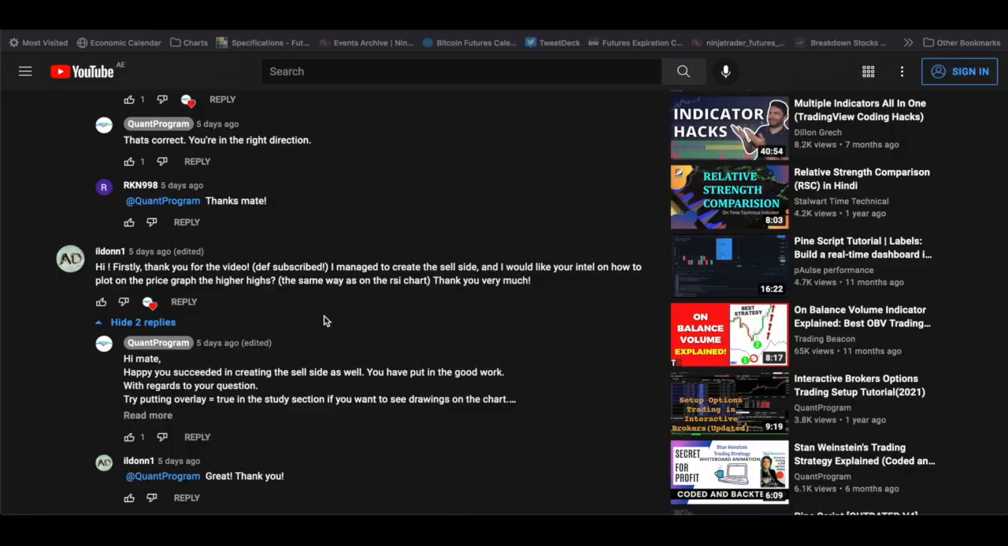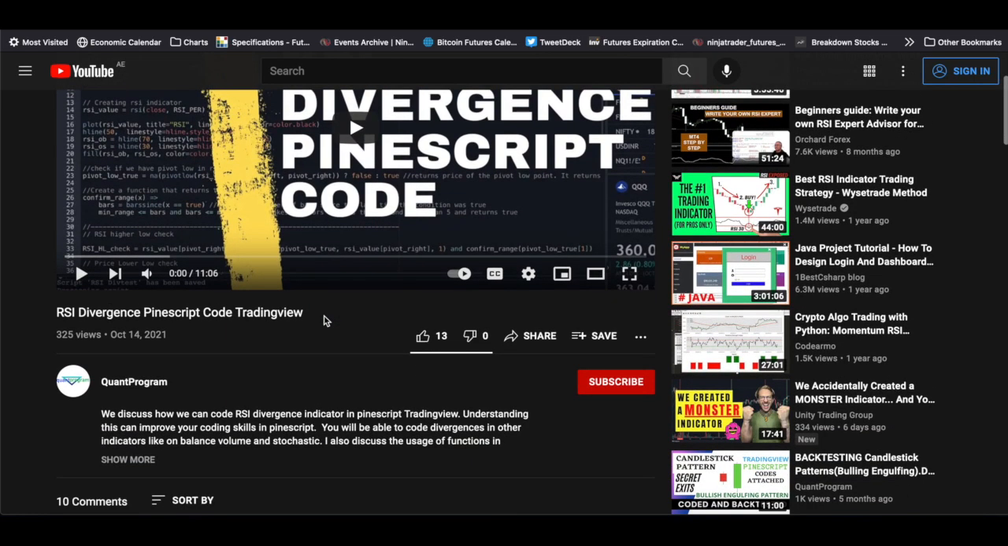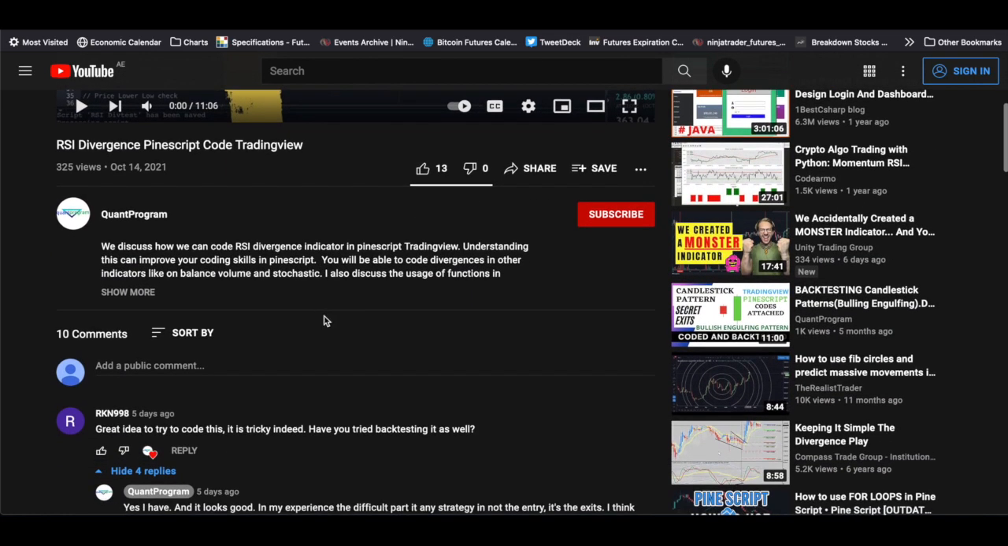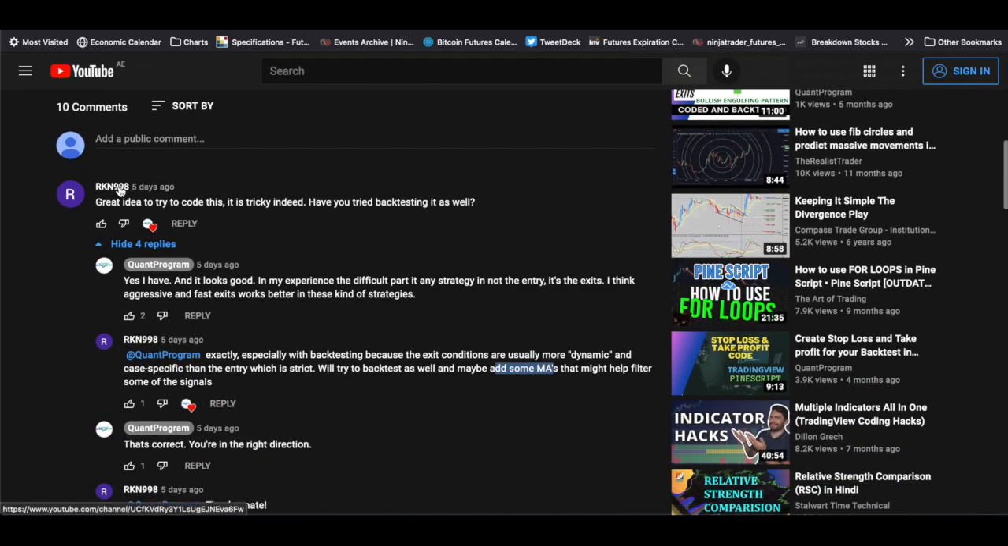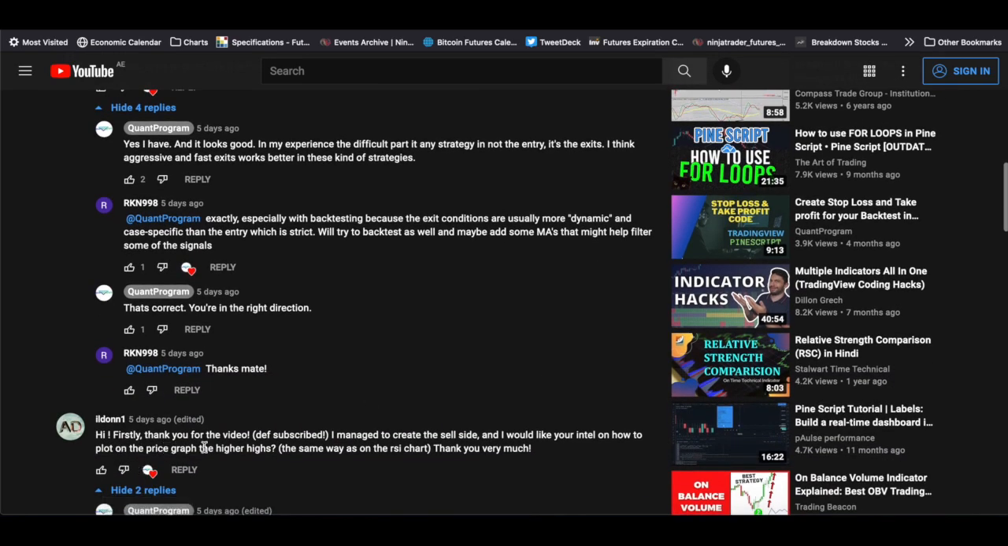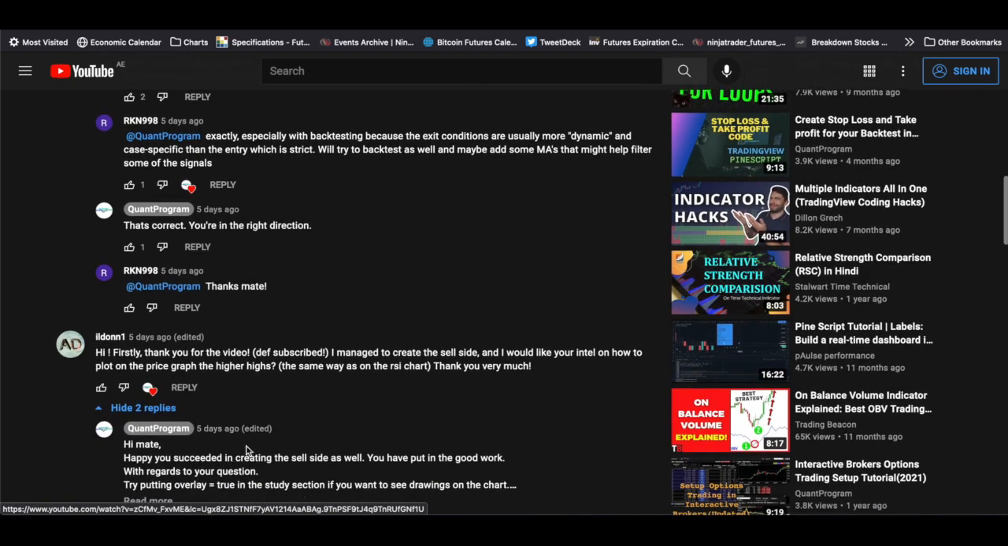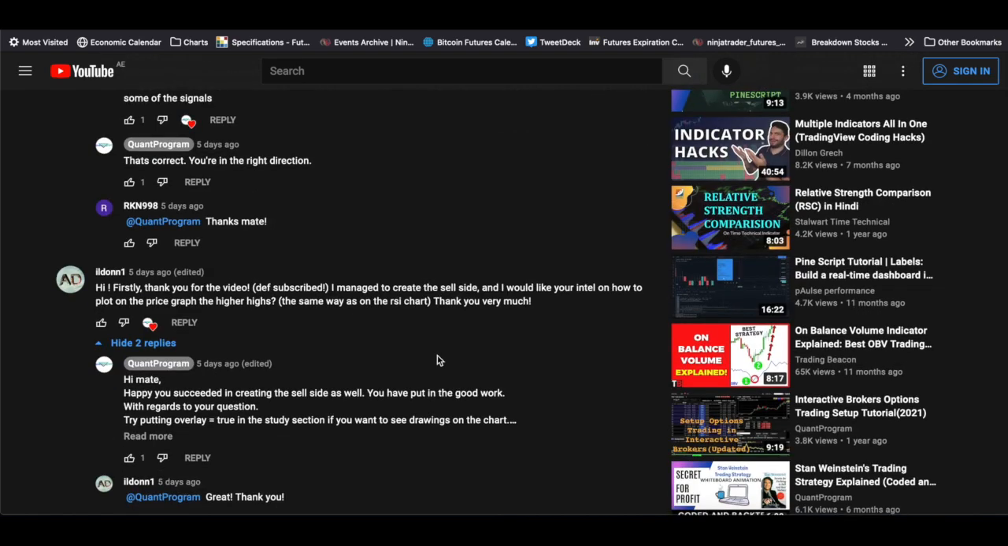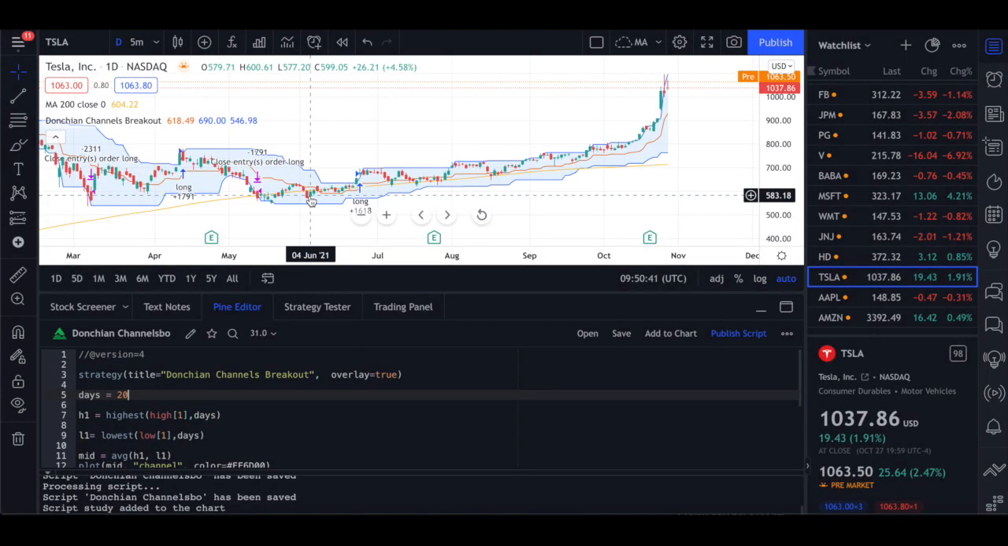I published a video, RSI divergence Pinescript code, and I gave a few challenges for those traders there. A few of them took it really well. For example, this RKN998 is going to backtest with MA as the filter of the signals, and that's a really good idea. He's really in the right direction. He can come up with really cool ideas. The other person here, IL Don 1, again, shout out to this guy, because he created the sell side as well, because in the RSI divergence code we only created the buy side. So this improves his quantitative skills, has improved his thinking, and he's going to come up with even more great strategies like I did. And that's what I want all of you guys to do. I want all of you to come up with your own ideas and your own strategies.